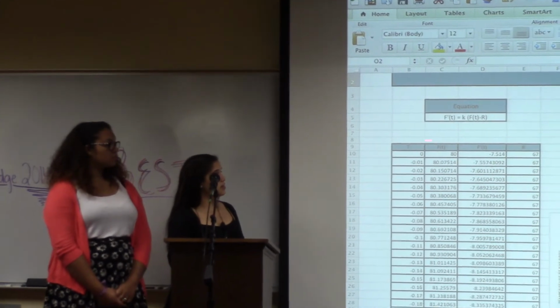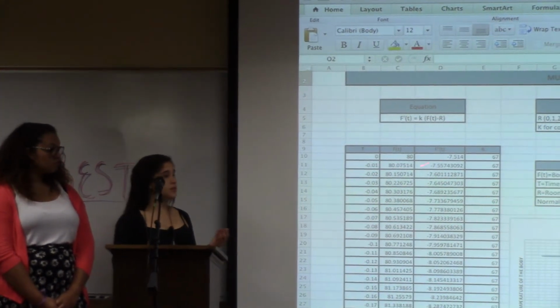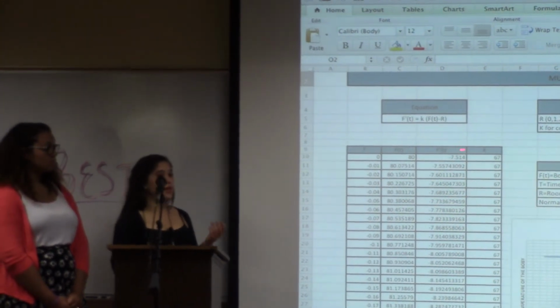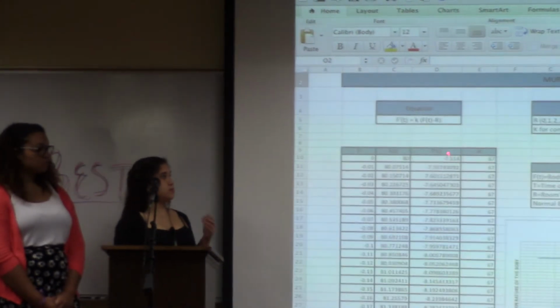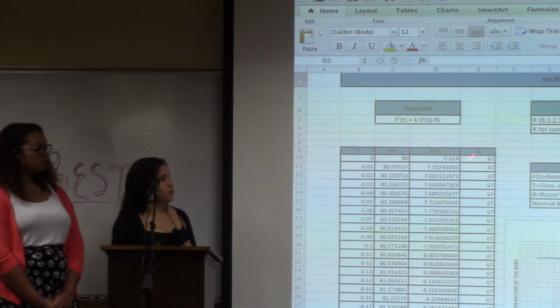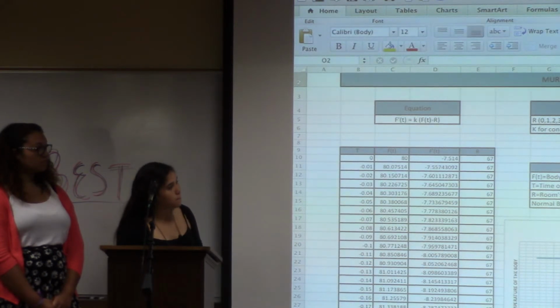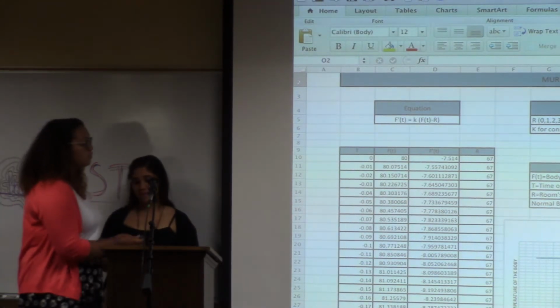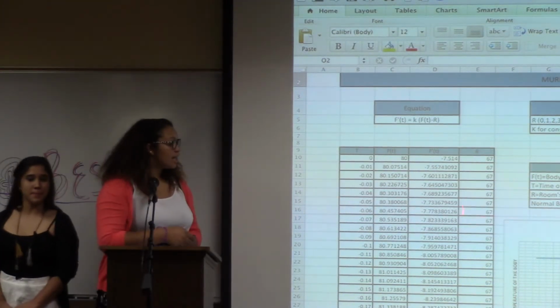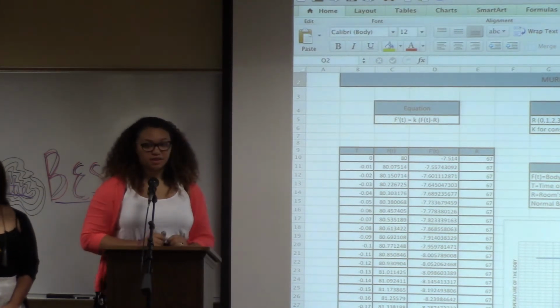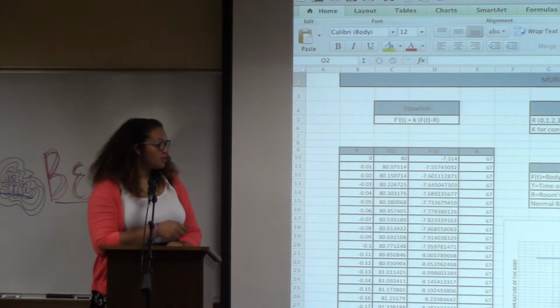t is the time in minutes, f(t) is the body's temperature, f'(t) is the rate at which the body temperature changes, and r is the environment temperature, which will change. At time 0, we have the temperature at which they found the body, and normal body temperature is 98.6, which is the straight line right here in the graph.